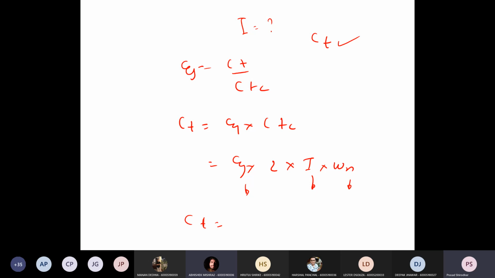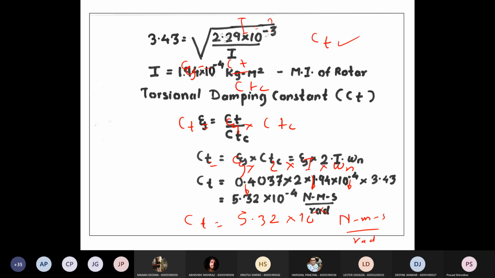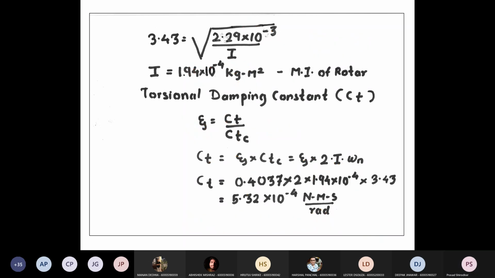Sir, I'm getting 5.37 into 10 raised to minus 4. Yes, it is 5.37 into 10 raised to minus 4 Newton meter second per radian. Correct? Okay.